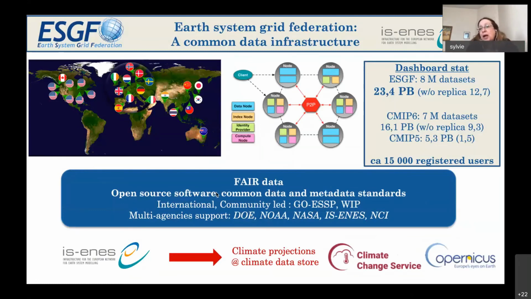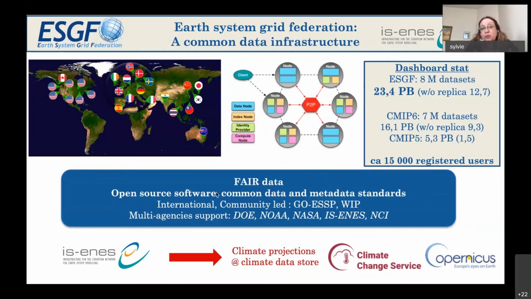We reach orders of magnitude which are very big. We are in the petabyte scale, particularly with CMIP6. There are about 9 petabytes without replica, and with replica we reach 16 petabytes of data. So we are in quite a high range of heavy databases, with 15,000 registered users, so quite used worldwide.